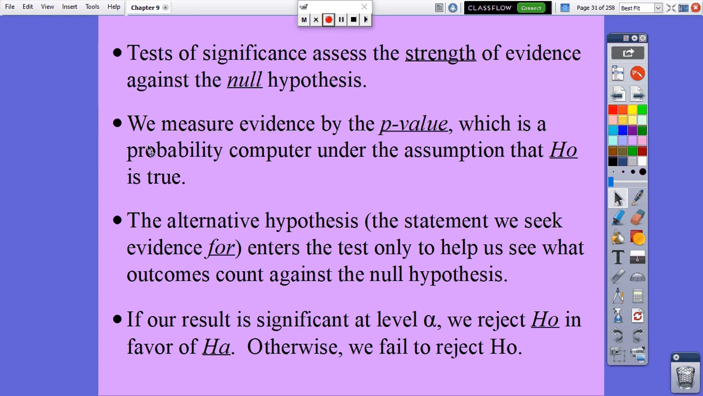So first off, tests of significance or hypothesis tests assess the strength of evidence against the null hypothesis. So where do we get this evidence from? We get it from our, hopefully random, sample that we are getting from our population of interest. We measure the evidence by this p-value. The p-value is the probability that is calculated under the assumption that the null hypothesis is true.